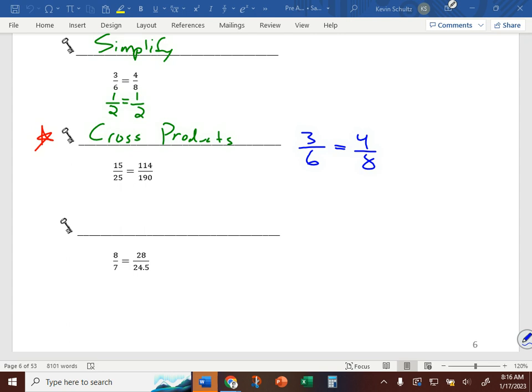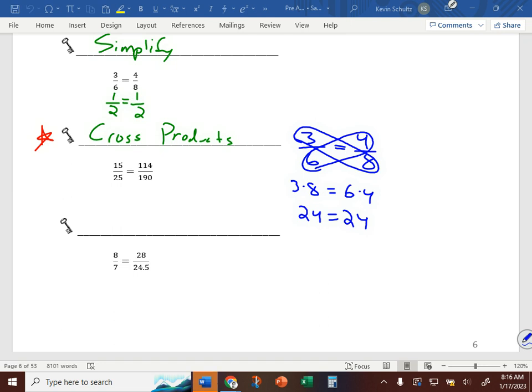But what cross products tells us to do is that if these are proportional, if we multiply using the cross products method, then 3 times 8 will be equal to 6 times 4. Okay? If they are proportional, using cross products, the two products that we get, 3 times 8 and 6 times 4, will be the same. That's how we can prove another way that 3/6 is equal to 4/8.